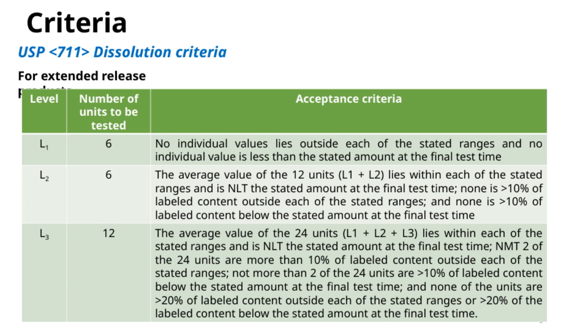Additionally, no more than 10% of these units can be outside the ranges, either above or below, at the final test. Finally, level 3 involves testing a total of 24 units, which include all previous units. The average of these must also stay within the ranges and meet the minimum content. But here, the criteria become slightly more flexible. Up to 2 units can be more than 10% outside the range, and no more than 2 units can be more than 10% below the labeled content. Plus, no units should be more than 20% outside or below the specified range or content.